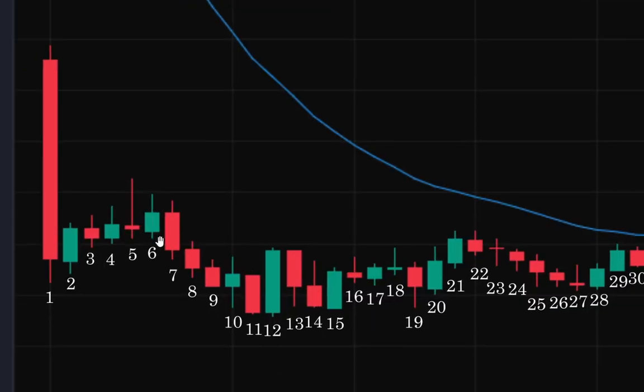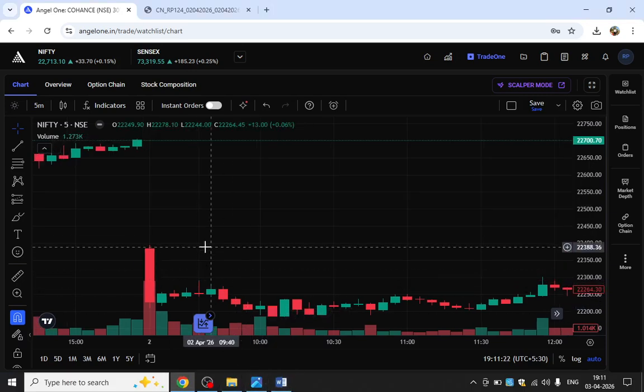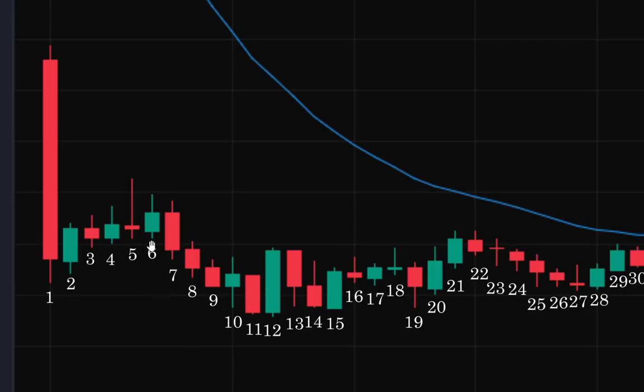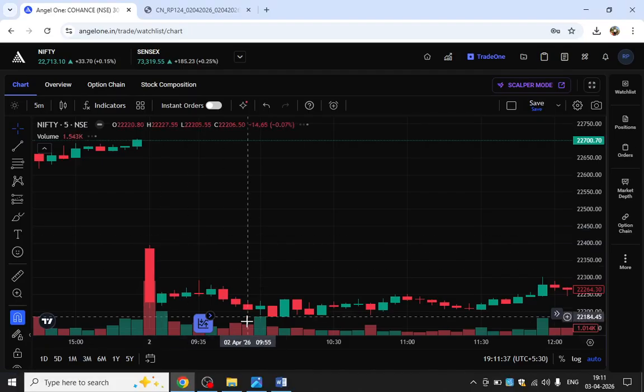So this is 939, then it is showing 940. As you can see, this doesn't show, this is 40. So on this bar I have taken the trade to go short, and my stop loss was 10 to 15 rupees.